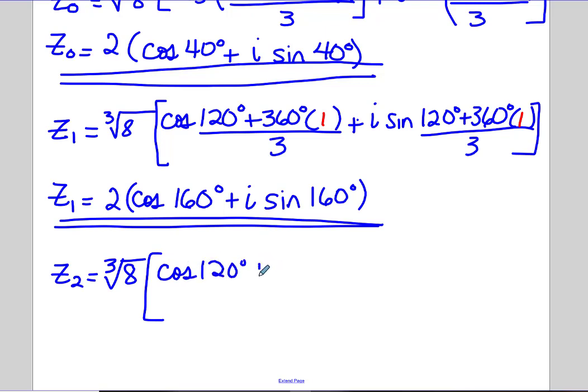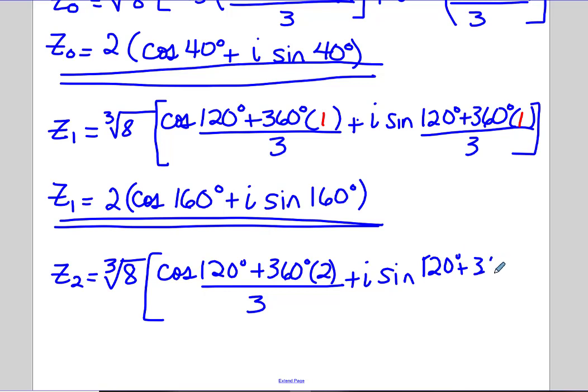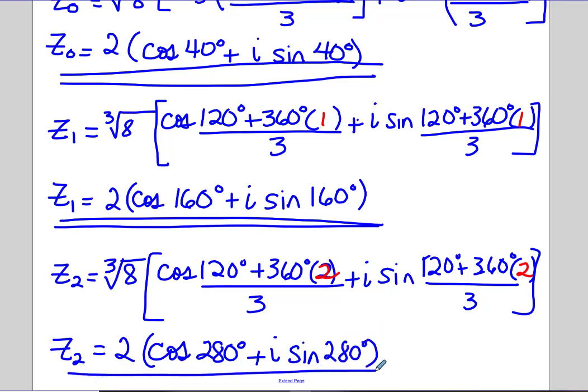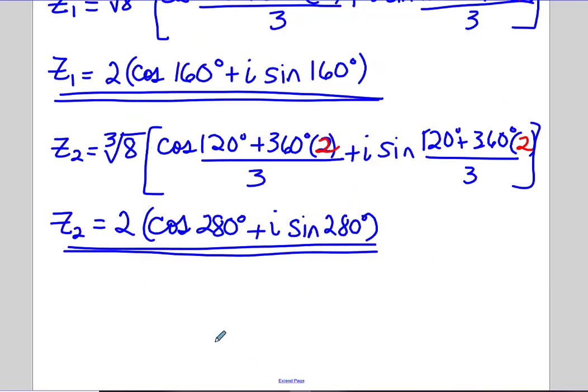Cosine of 120 plus 360 times 2 divided by 3 plus i sine 120 plus 360 times 2, divided by 3. So our third and final cube root would be 2 cosine, so do a little math here, that's 720, 360 times 2 plus 120, that's 840, divided by 3, that's 280. So we got 2 times cosine 280 plus i sine 280. So those are our 3 cube roots of that complex number, 8 cosine 120 plus i sine 120.